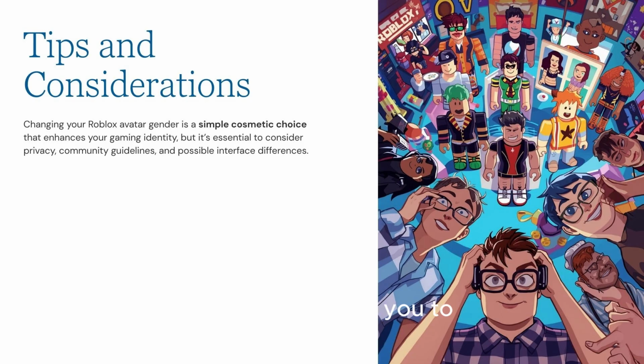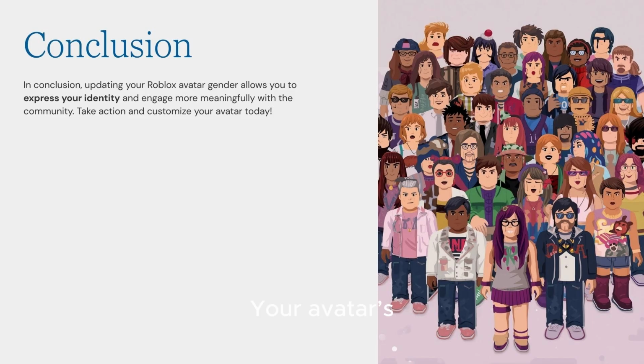A pop-up will ask you to confirm the purchase. Many of these are free, so just click Purchase for a zero-cost item. Your avatar's base shape will change immediately. You can then customize it further with clothing and accessories.